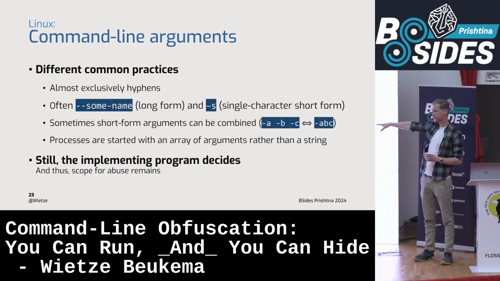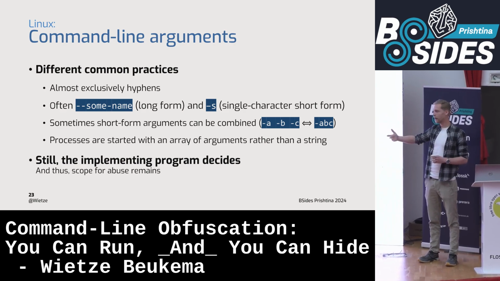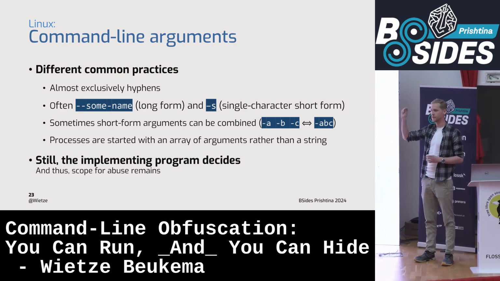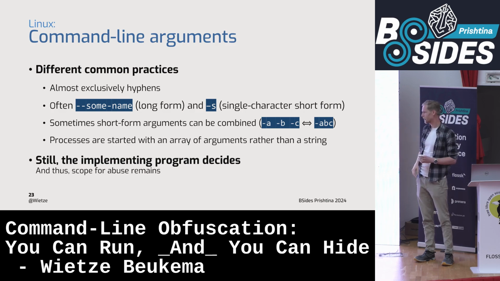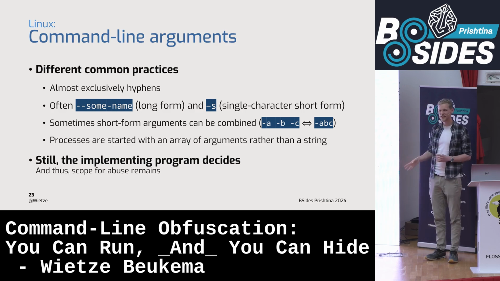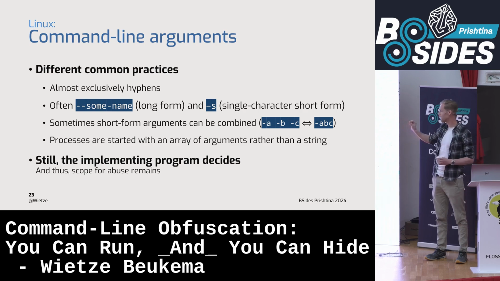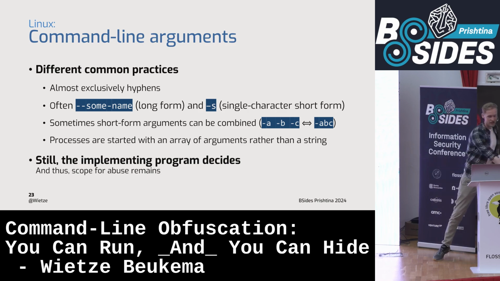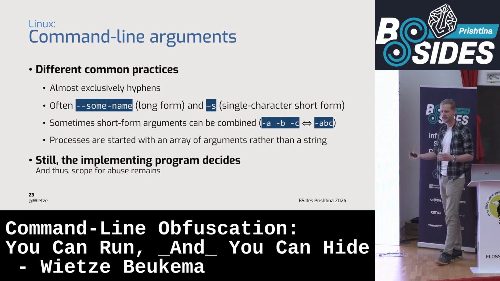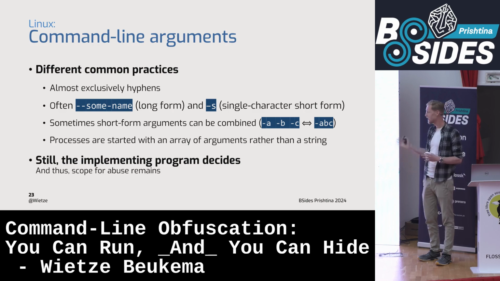Often you see these single character arguments like -s, but often you also see these long form arguments. So hyphen, and then a word, or in this case, almost a sentence. So long form arguments, single character, short form arguments. What's also really annoying from a detection point of view is that often you can combine these short form arguments. So if you have -a, -b, -c, you see that you can also use -abc, and it will have the same effect. Again, if you're writing detections, this can be really annoying.